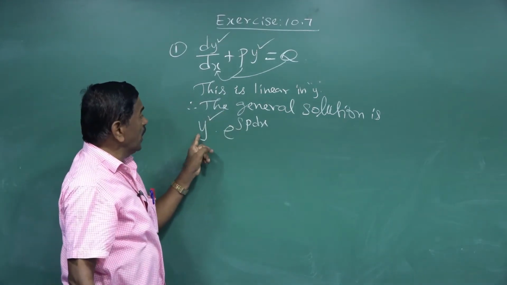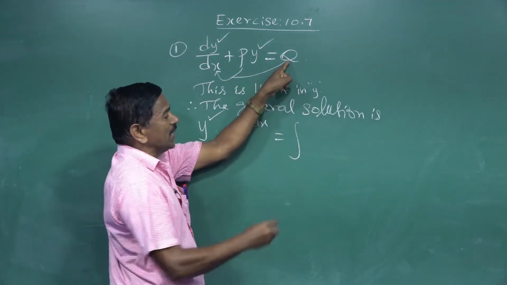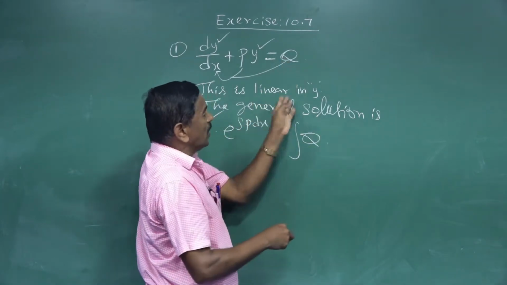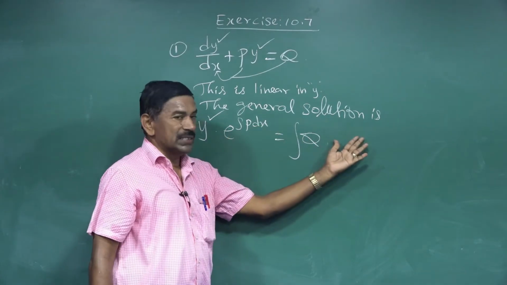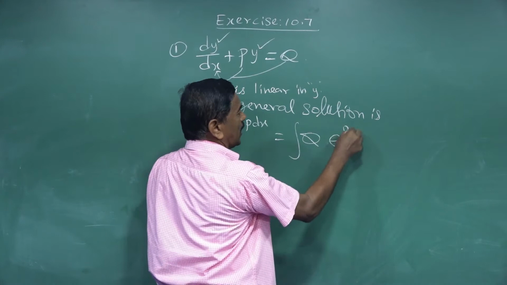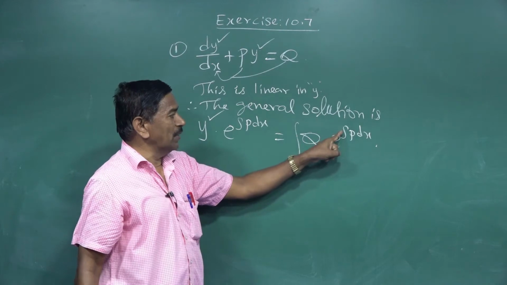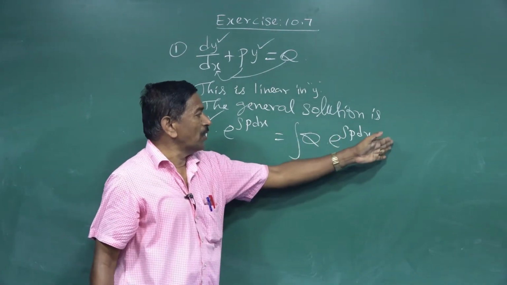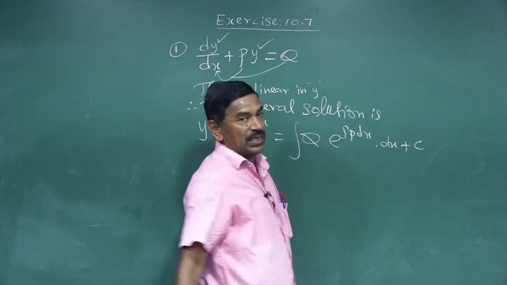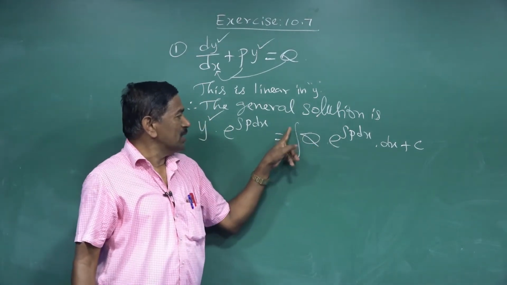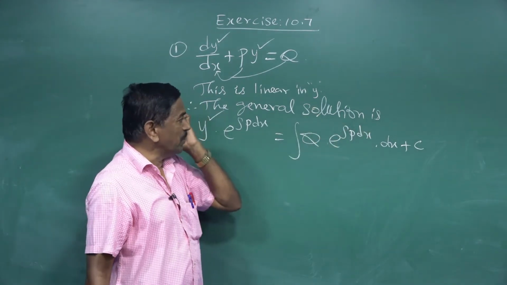So y into e power integral P dx is equal to integral of the right hand side Q into the same e power integral P dx. Write the same e power integral P dx here, that is Q into e power integral P dx. This dx belongs to the small integral, so for the bigger integral I write one more dx, plus the integrating constant c. The bigger integral is with respect to x and the small integral is also with respect to x. That is very important.